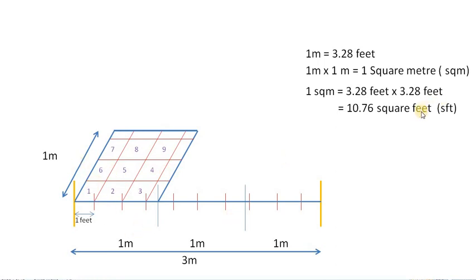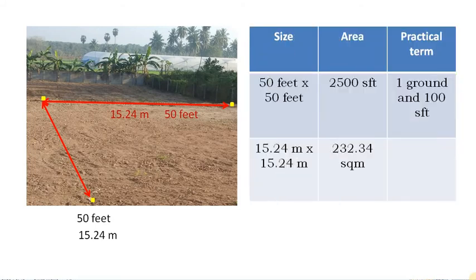After knowing about these relationships between feet and meter, let us go to our original earlier photo of the land where we have to measure. So here the plot was measured as 50 feet by 50 feet. So if we convert it to meters, it is 15.24 meter by 15.24 meter. This area will be 2500 square feet, 232.34 square meters. This 2500 square feet can also be said as 1 ground plus 100 square feet. How? I will explain this at the end of this video.